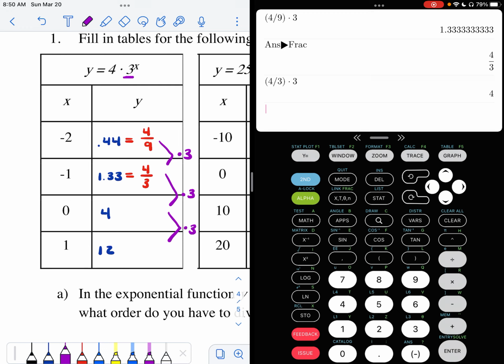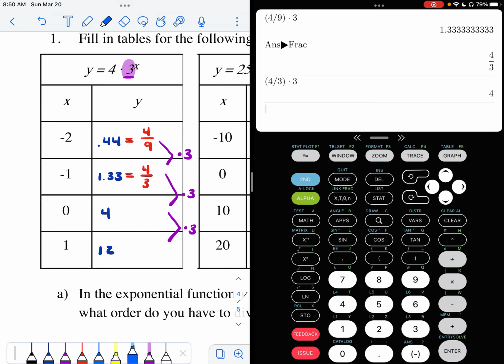Okay, that's this guy right here. That's what we call the base of the function. So that number that's being raised to the variable, that's our base, or that's our growth rate. That's what we're multiplying by each time to get from one number to the next.